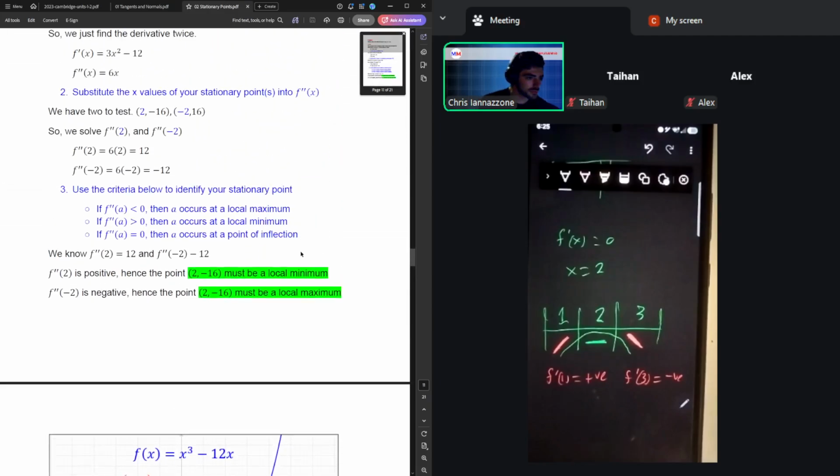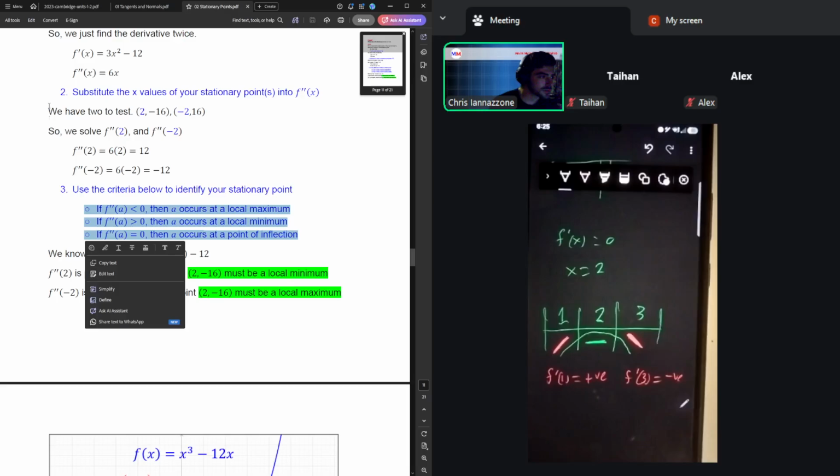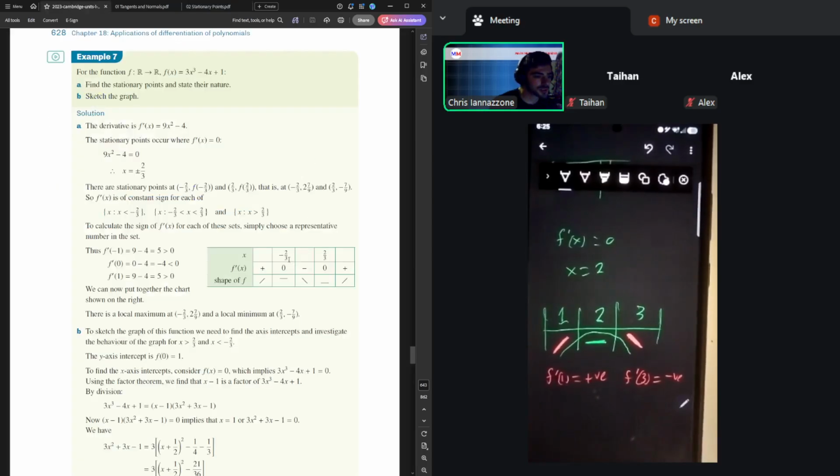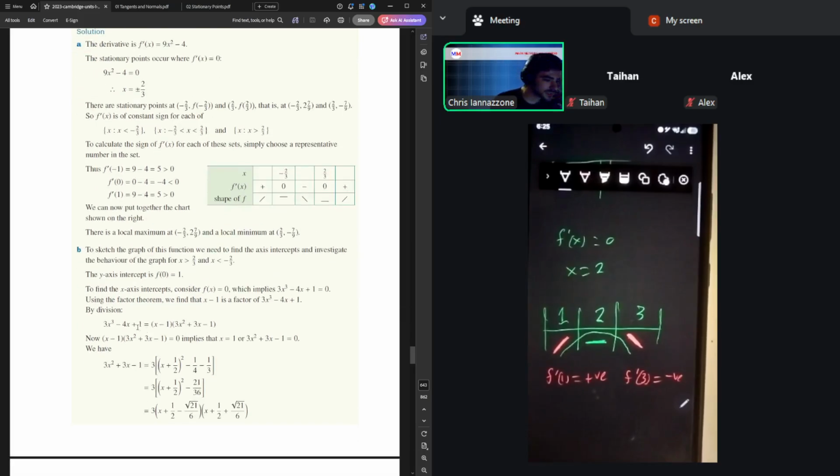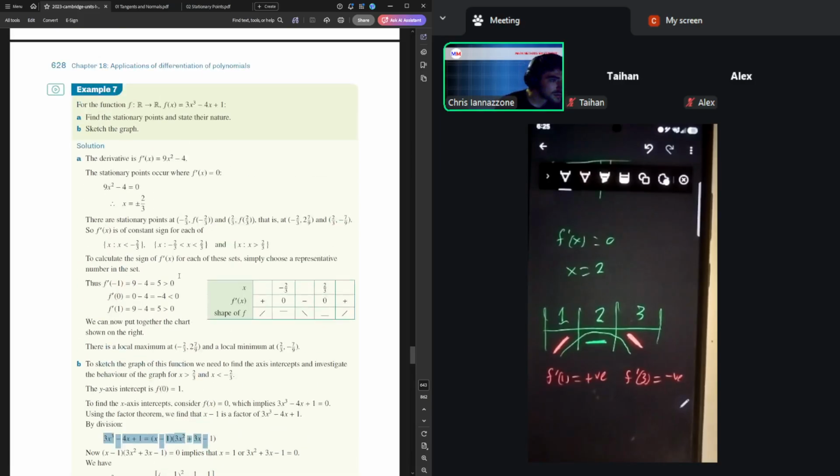Any questions there? It's basically a personal preference thing. If you'd like to memorize the 3 little things, you've got that. Otherwise, in the worst case scenario, you're just subbing points into a derivative, and hopefully that derivative isn't too bad.